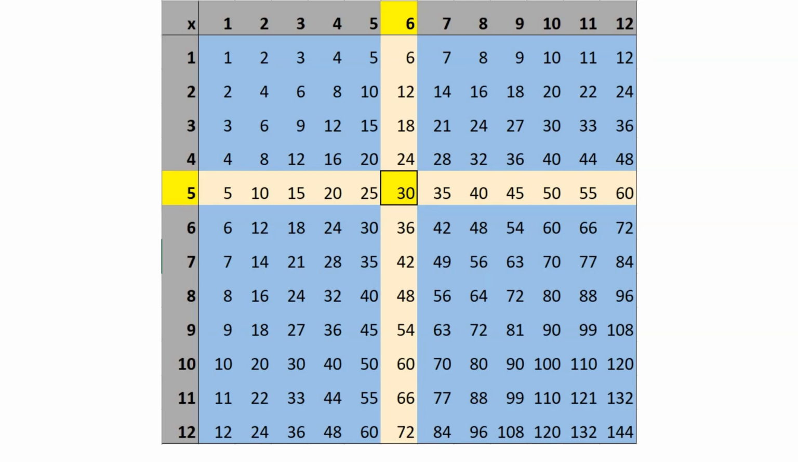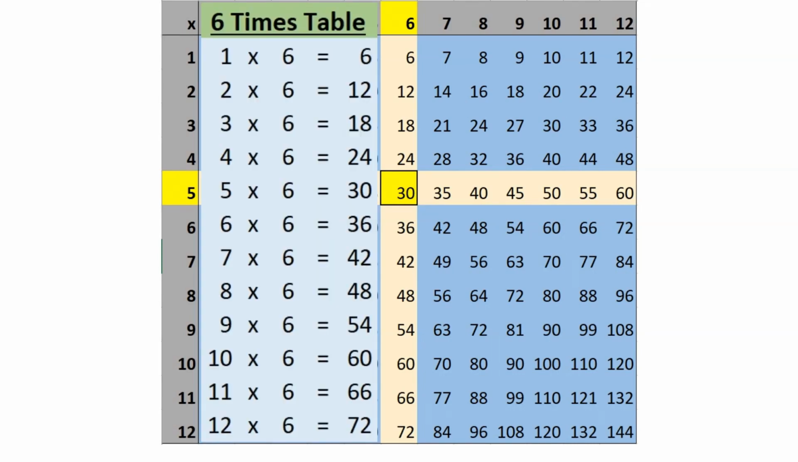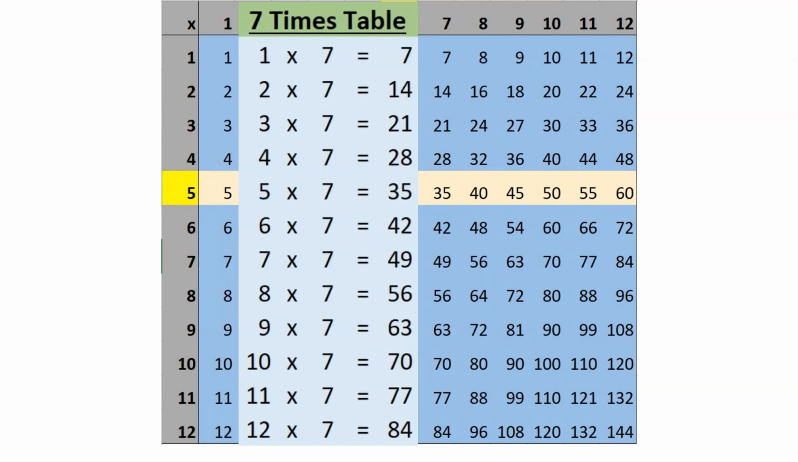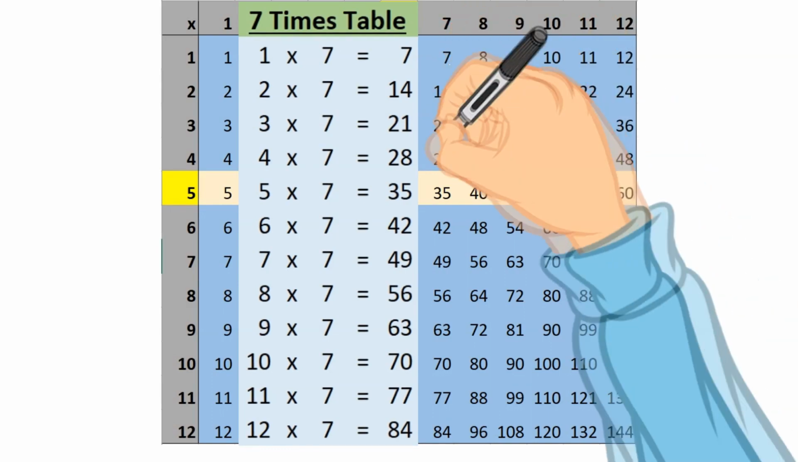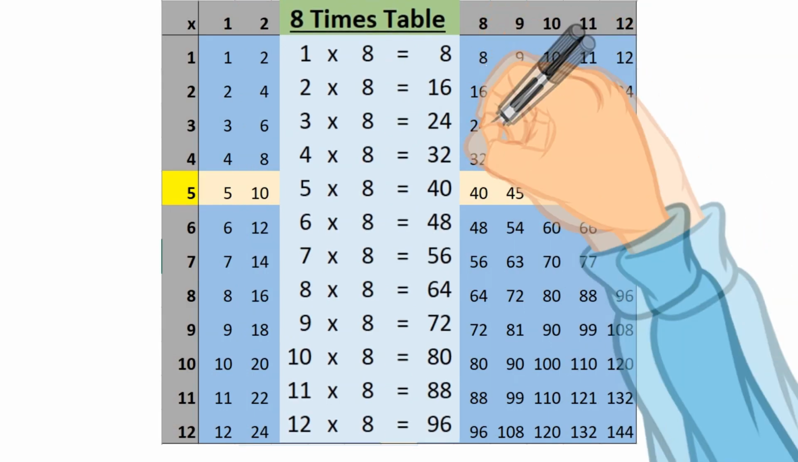So the 6 times table answers are shown here. 1 times 6 is 6. 2 times 6 is 12. 3 times 6 is 18. That's it. So that table is all in that column there. And the 7 times table answers are all in that column. And the 8 times table answers are all in that column.